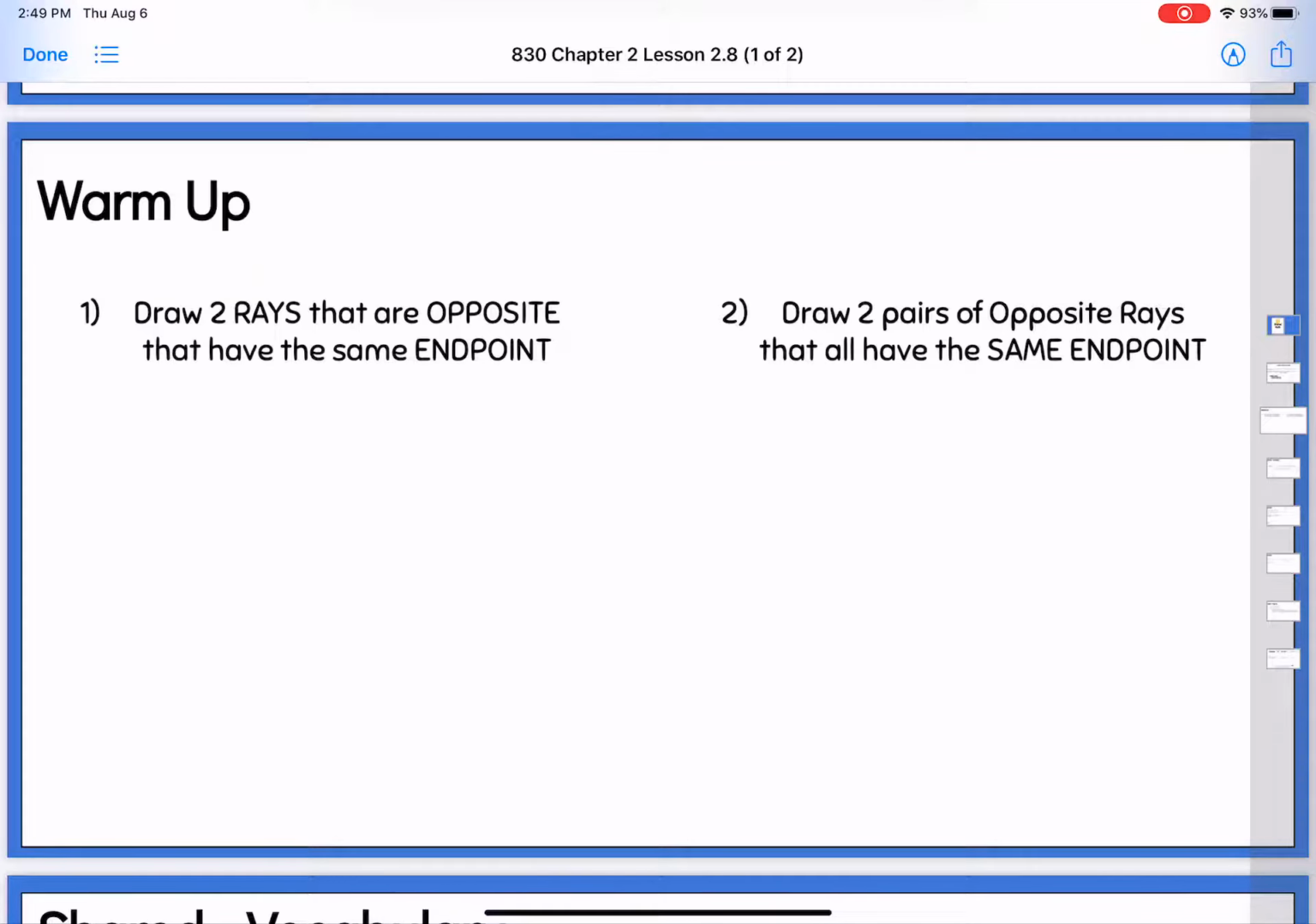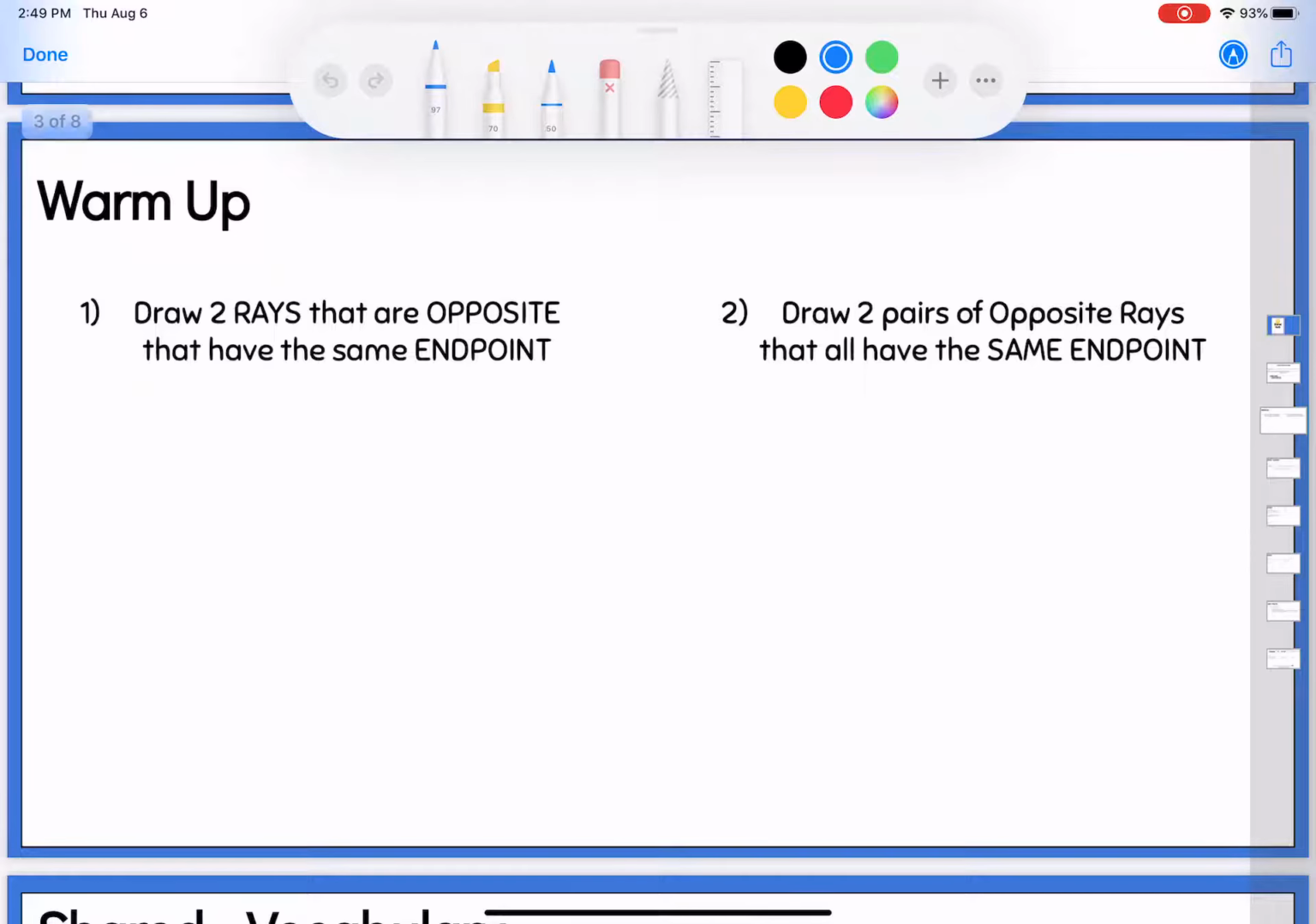All right, so warm-up number 1 says, draw two rays that are opposite that have the same endpoint. So I have to have the same endpoint, right? So here's my endpoint, and I need rays that are opposite. So I could have one ray going in this direction. Now, the next ray has to be opposite, right? You might say, okay, well, these two rays have the same endpoint. But would you say that those are opposite? I wouldn't. I would say they're going in different directions, but I wouldn't necessarily say they're opposite. So if the blue ray is going to the right, the green ray needs to be going to the left.